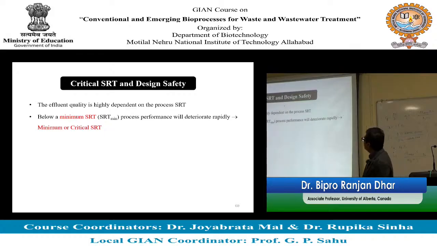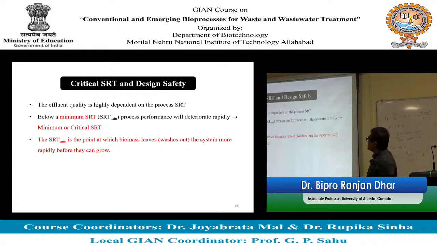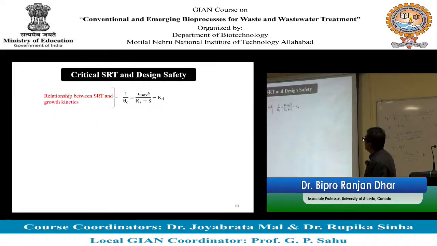So we can estimate that from kinetic parameters. SRT minimum is the minimum point at which biomass is going to leave the system more rapidly before they can grow. And if they cannot grow, we don't have our treatment, simple thing. So how can we estimate the minimum SRT?